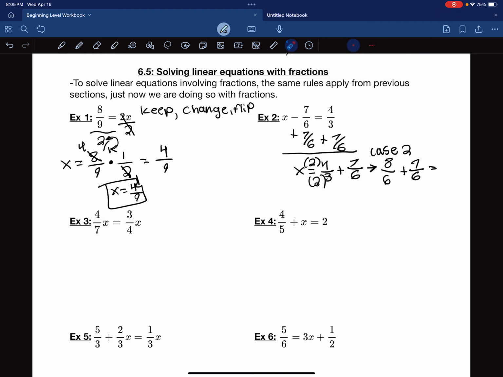And then from here, we can just combine the numerators. So 8 plus 7 equals 15. So we get 15 over 6. And then we can reduce this fraction by dividing by 3. So x equals 15 divided by 3 is 5, and then 6 divided by 3 is 2. So x equals 5/2.